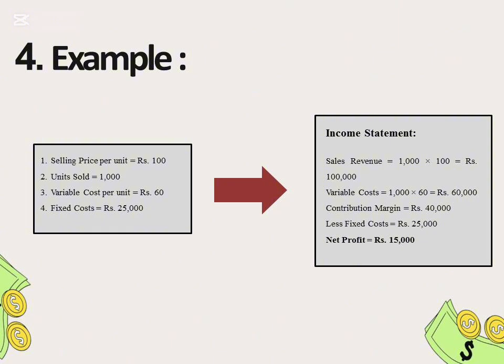Net profit. Contribution minus fixed cost: 40,000 minus 25,000 equals 14,000 rupees.